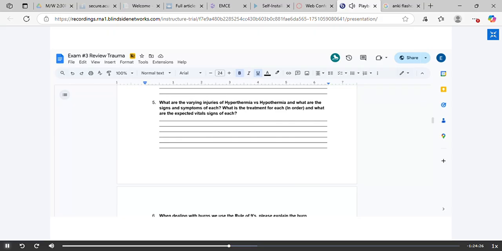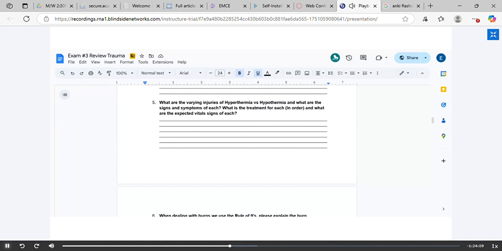So if you want to look in chapter 33, there's a table 33-1. This is your basic characteristics of systemic hypothermia. And systemic, remember, means body-wide, right? You have mild, moderate, and severe symptoms.